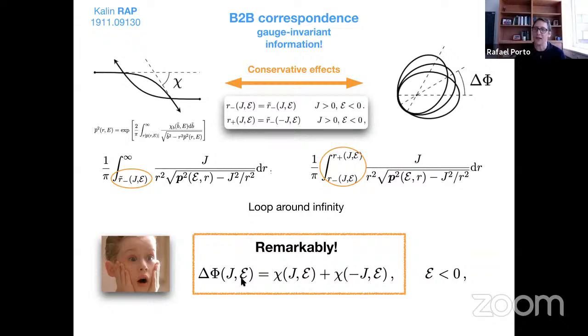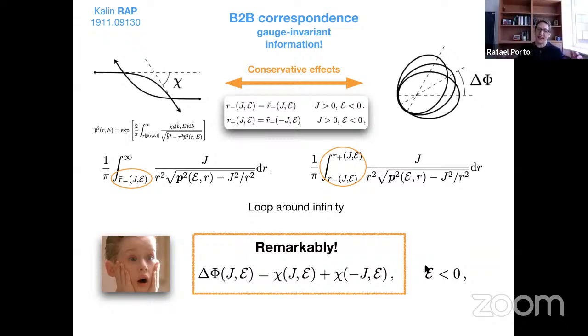And then you found out that what we show order by order in the PM expansion is just a reflection of the fact that you're integrating the same thing. The radial action is the same thing between different endpoints with positive and negative binding energy. And that essentially gives you this remarkable connection between the scattering angle and the periastrum advance directly through the radial action, without having to mention now the scattering amplitude.